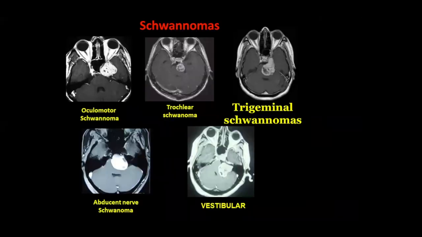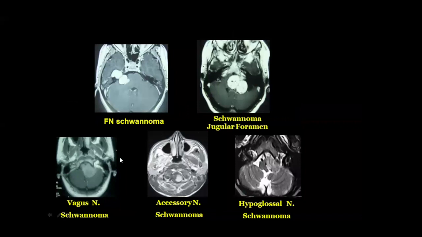But once you get a lesion in the cerebellopontine angle, what is the differential diagnosis? It is really wide. Of course, we speak about schwannomas, and the commonest, of course, is the vestibular schwannoma. But other schwannomas could be just inside the cerebellopontine angle: trochlear, trigeminal, abducent, facial nerve schwannoma, schwannoma of the jugular foramen, vagus nerve schwannoma, accessory schwannoma, hypoglossal schwannoma, and all these are in my series from my cases.